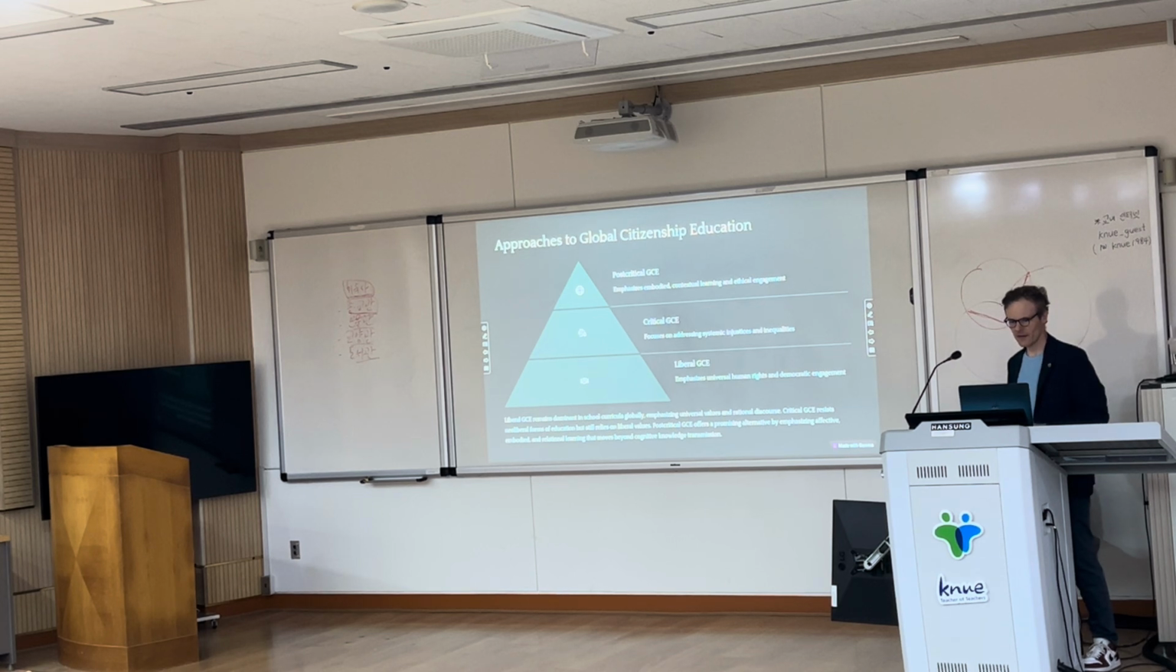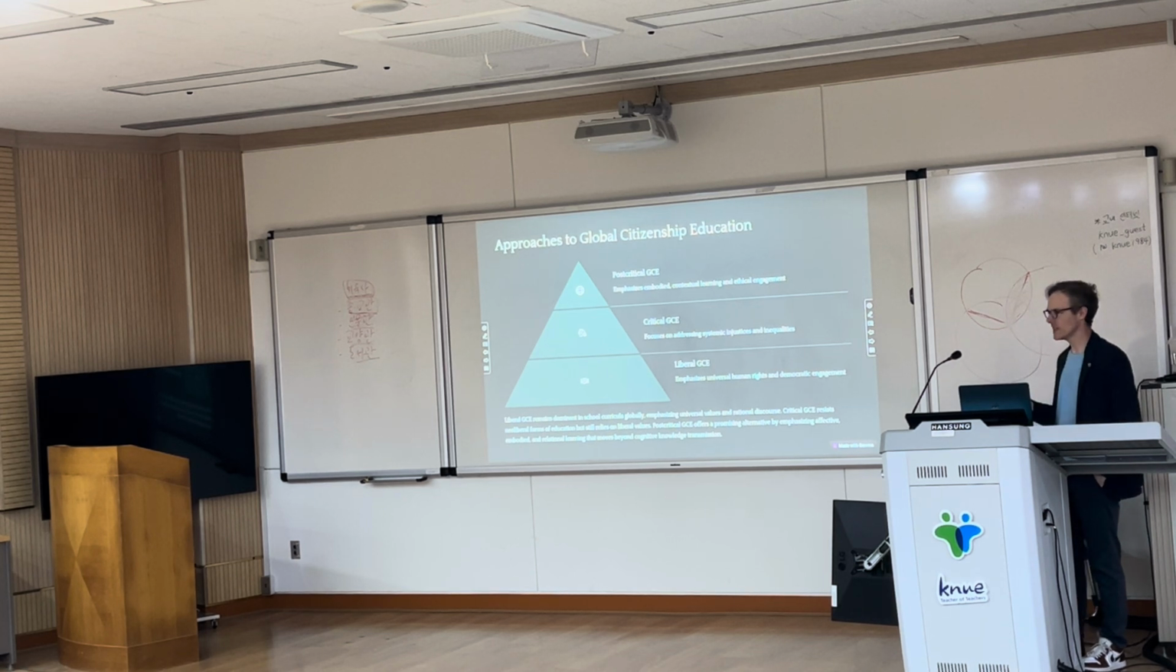Okay. These are the 3 approaches to global citizenship education that we use for our analysis. We looked at the curriculum, the syllabi, and the policy documents, and we examined for liberal global citizenship education, critical global citizenship education, and post-critical global citizenship. And you can see under it what that emphasizes. Liberal is universal human rights, democracy. Critical is systemic injustices, inequality. Post-critical is embodied, contextual, ethical.